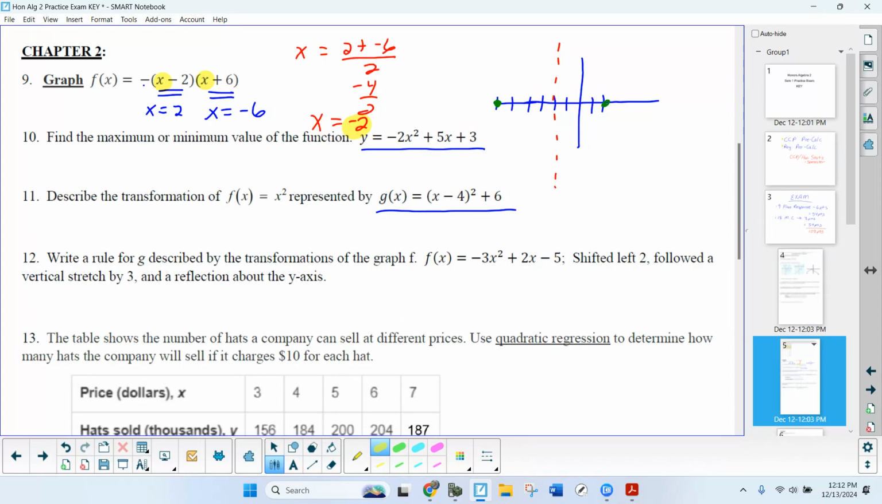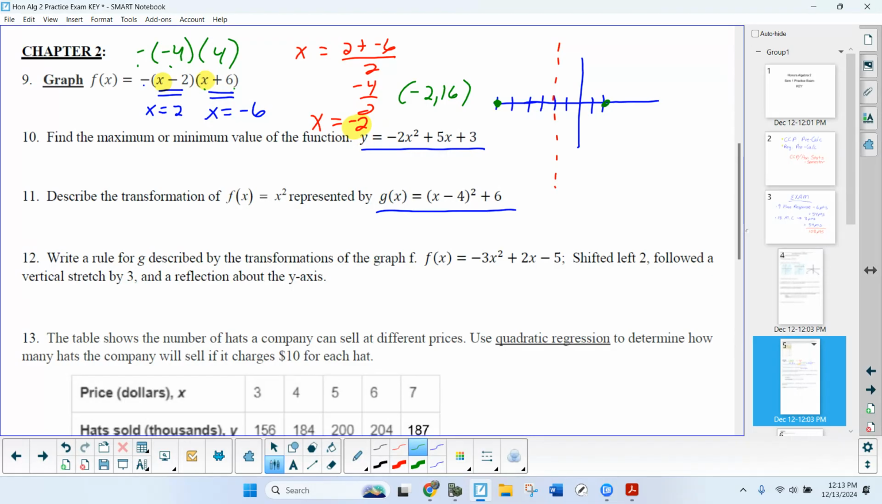Okay, what's negative 2 minus 2? Negative 4. So I have a negative out front, and then I have negative 4. And then what's negative 2 plus 6? 4. And then what's negative 4 times 4? Negative 16. And what's the opposite of 16? So my vertex is here.